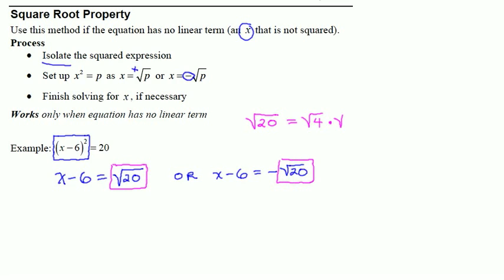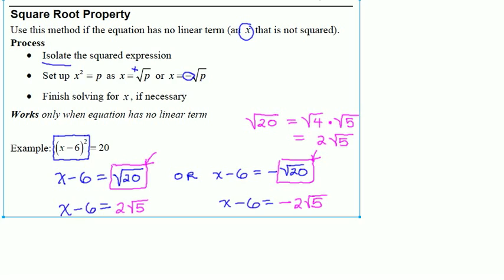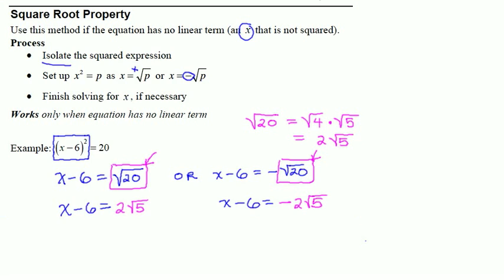So I'm going to break this apart as the square root of 4 times the square root of 5, which I would then write as 2 times the square root of 5, simply evaluating the square root of 4. So everywhere that I have a square root of 20, I'm going to rewrite it as 2 times the square root of 5. This doesn't have to be done at this stage. It can be done later instead.